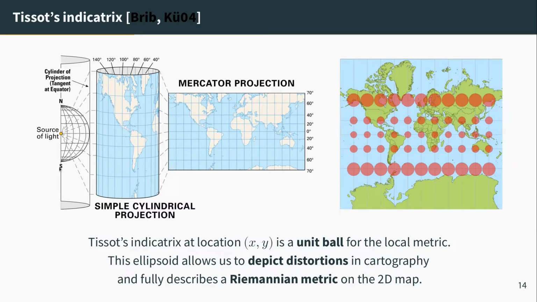Basically, we have the sphere, and we assume that we have a source of light right in the center of the Earth, and that we have a cylinder that touches the sphere at the equator, that has a north-south axis. And now, using this source of light, we can define a bijection between the sphere without the north and south poles and the infinite cylinder. So that's what we call a simple cylindrical projection. And then you just unwrap and you get this Mercator projection.